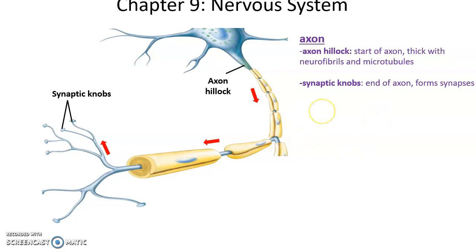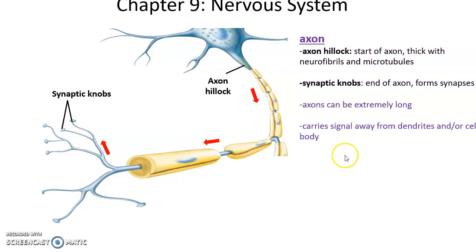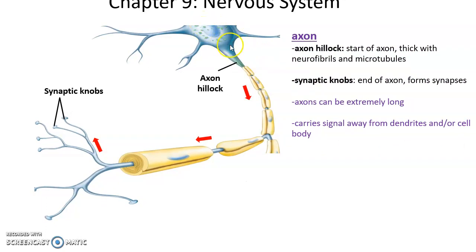It's worth noting that axons can be extremely long. You could have an axon going from your spinal cord down to your toes, and that's like what, 3 feet long? Pretty crazy. And as always, the axons are carrying a signal away from the dendrites and cell body toward the synaptic knobs to then pass that information on to the next cell at the synapse.